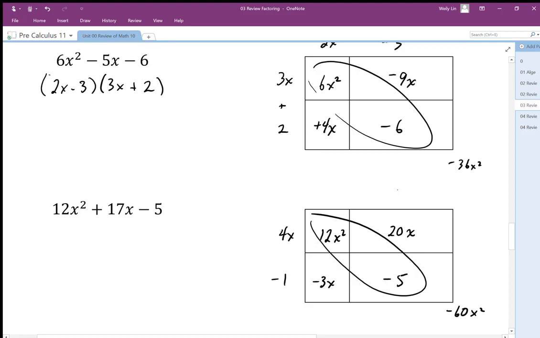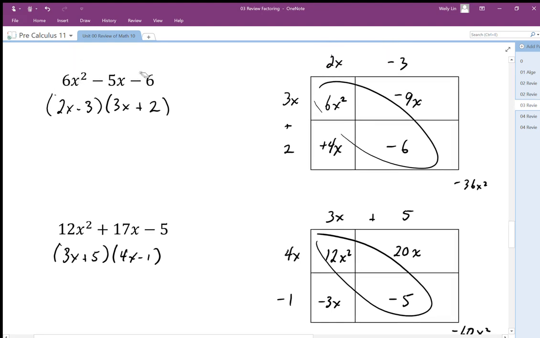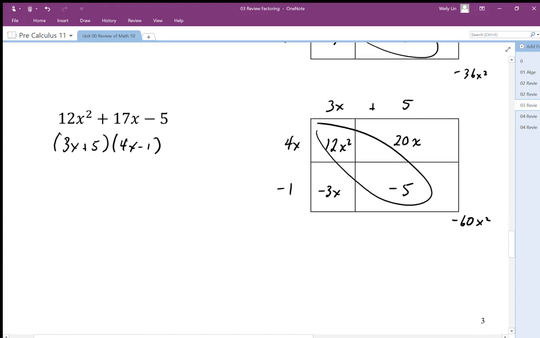Here the common factor is 5. Here the common factor is 3x. So then I end up with 3x plus 5, 4x minus 1. And this involves very little guessing and testing. And some of these, for example, this one here with the 6's, if you were to guess that, there's a lot of guessing and testing involved to guess that one.